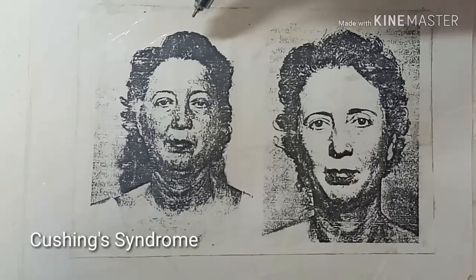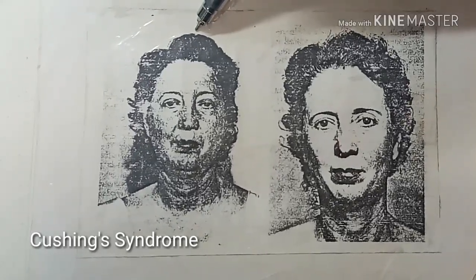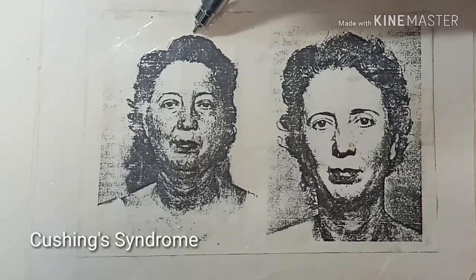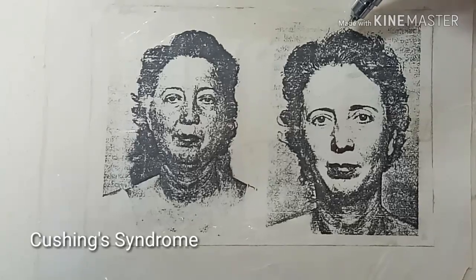This is the photograph of the patient having Cushing syndrome. Now, what is Cushing syndrome? It refers to the group of clinical conditions occurring due to prolonged and excessive levels of glucocorticoids. This is the photograph of the patient after treatment.